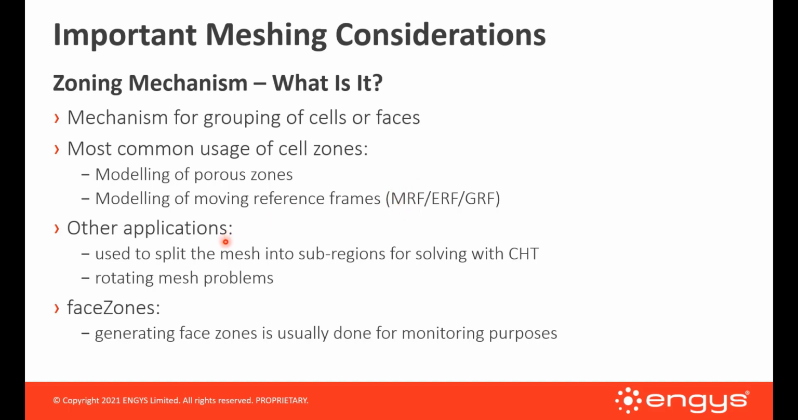This is another example. And there are also other very common applications like splitting such cell zones into different mesh regions, solids and fluid regions for conjugate heat transfer analysis, for real rotating mesh problems, creating AMI interfaces, and others. And regarding face zones, those are usually created for monitoring purposes, like surface reports in the middle of our domain, for example.